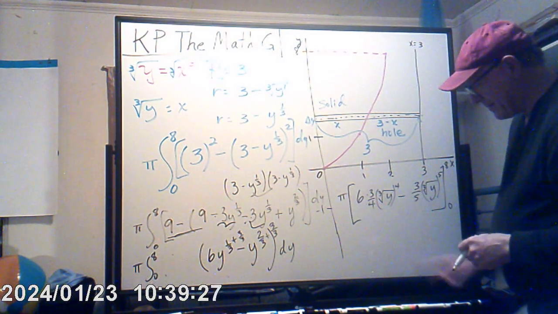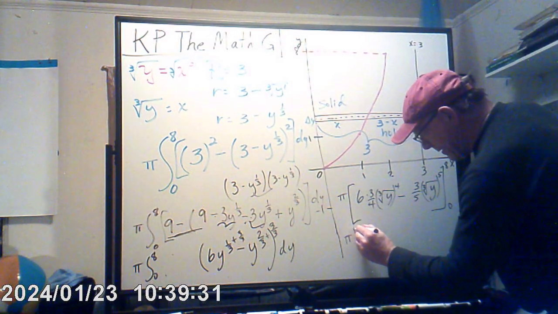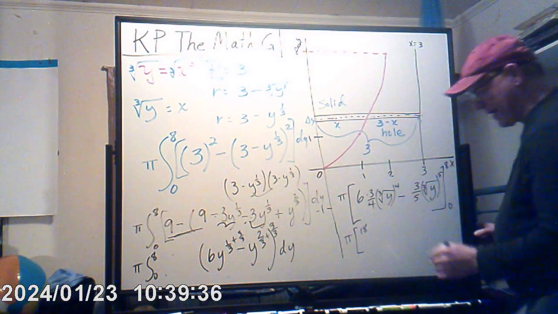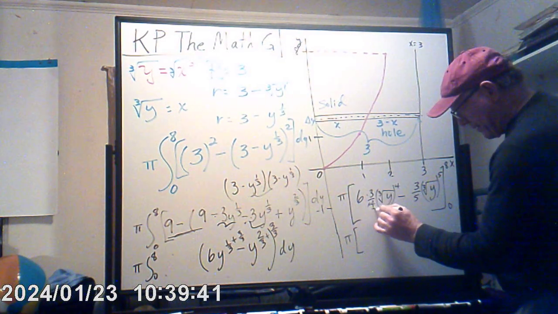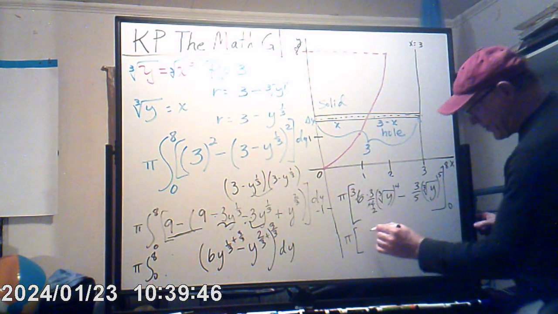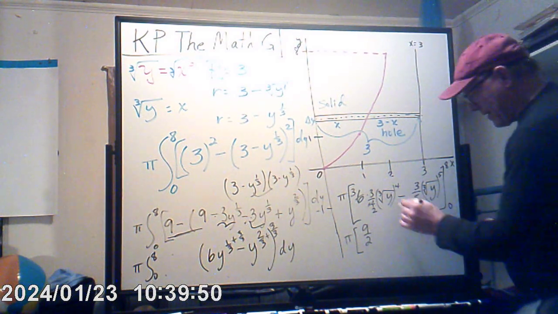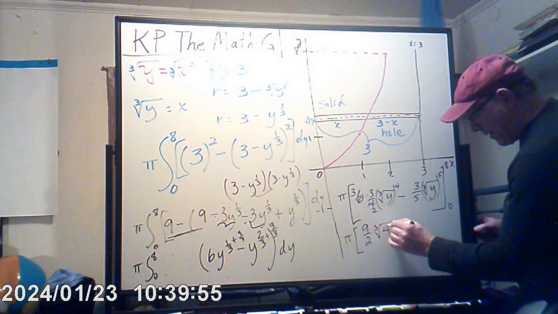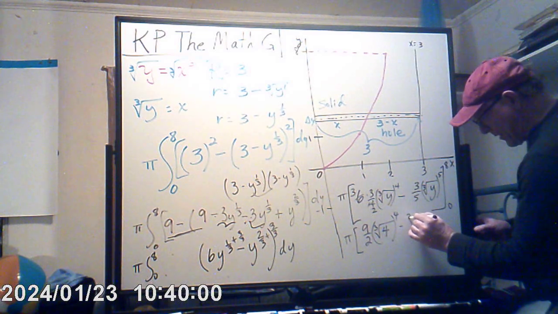Alright, now, here we go. Pi, 6 times 3 is 18. This is 18 over 4. Well, actually, we could reduce that. 2 goes into 4 2 times. 2 goes into 6 3 times. So 3 times 3 is 9. So 9 over 2. Alright. And then now the cube root of 4. We'll raise that to the 4th. Minus 3/5.